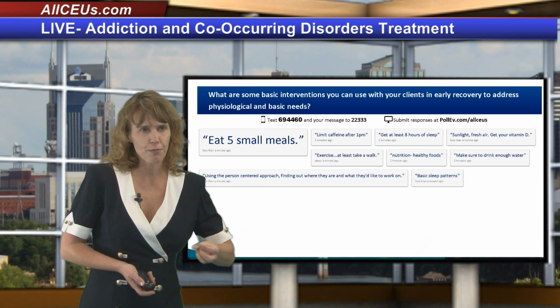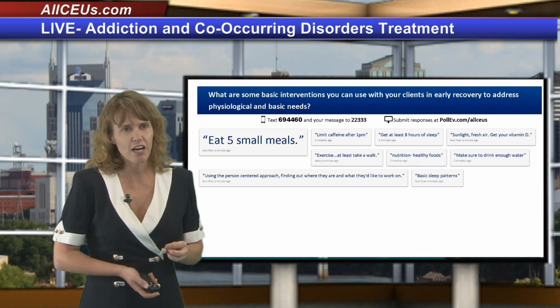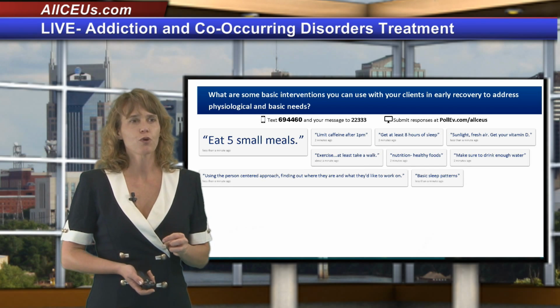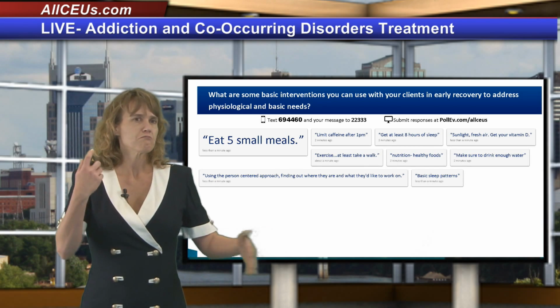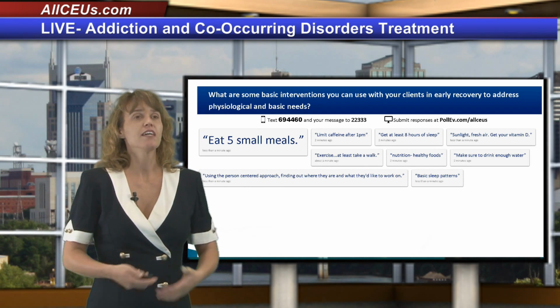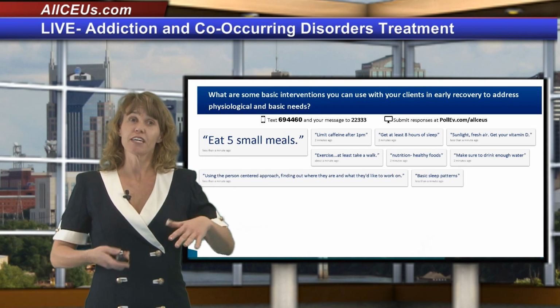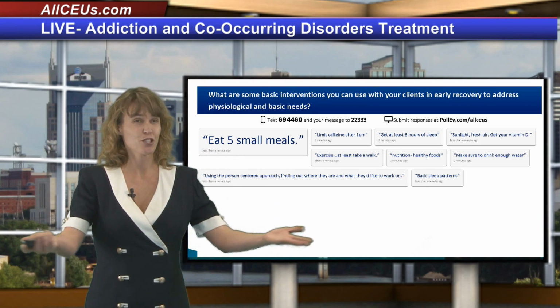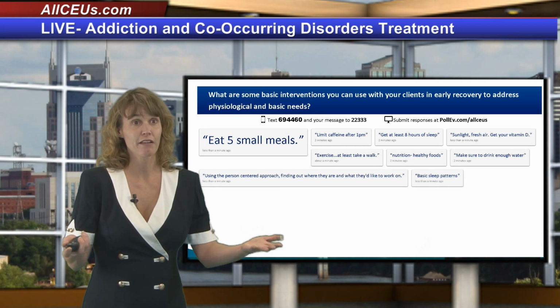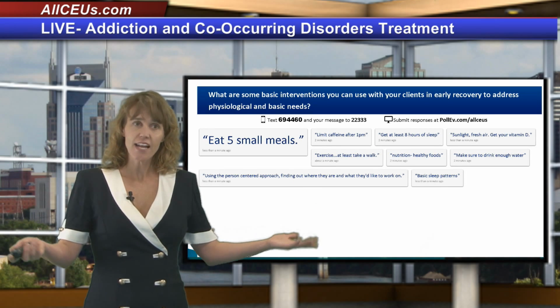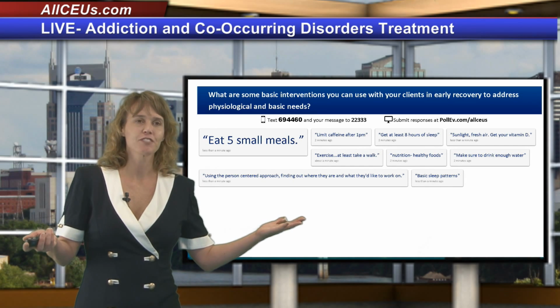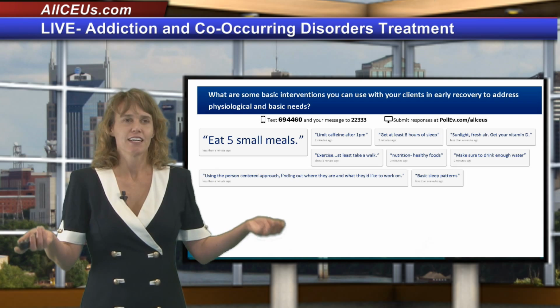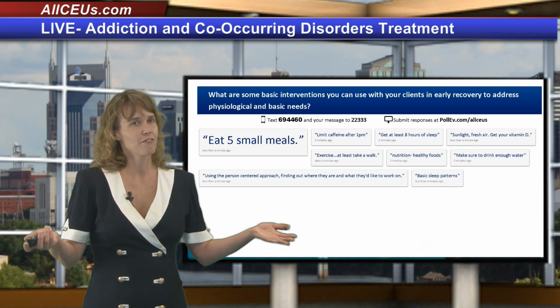Using the person-centered approach, finding out where they are and what they'd like to work on. So identify what they want to work on in regards to their recovery and educate them about how there's some really simple things they can start doing right now. Not everybody is going to want to eat a colorful diet. I will tell you that. Especially here in the South, we love our fried foods.